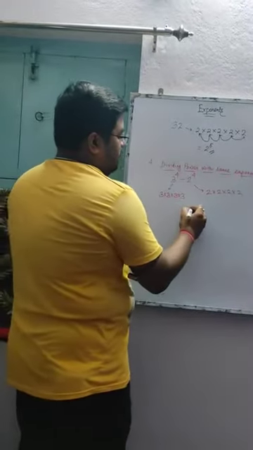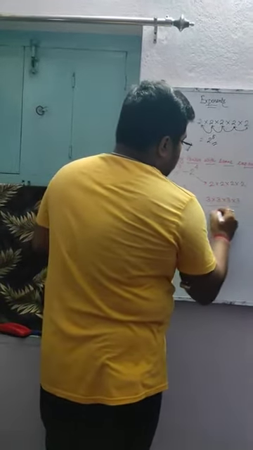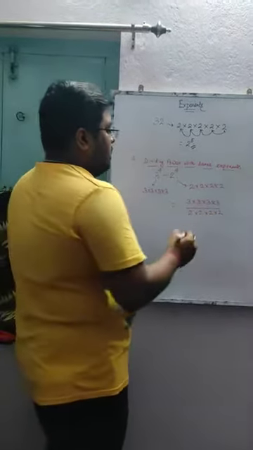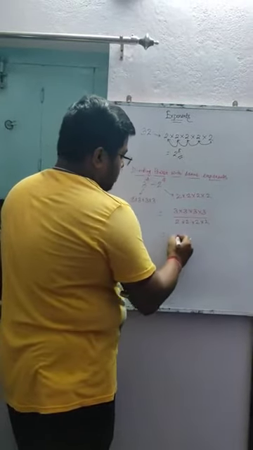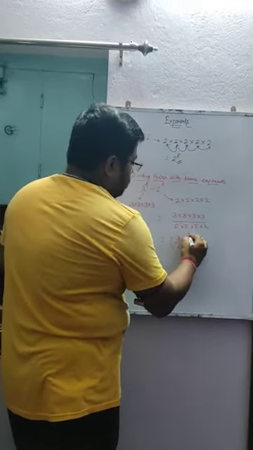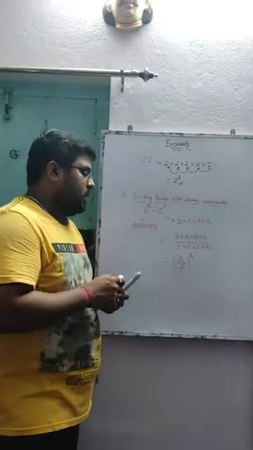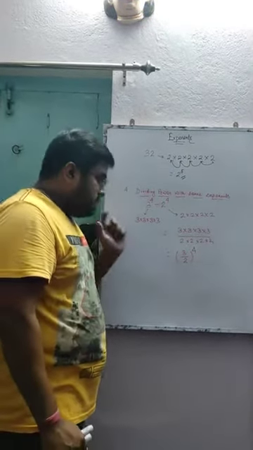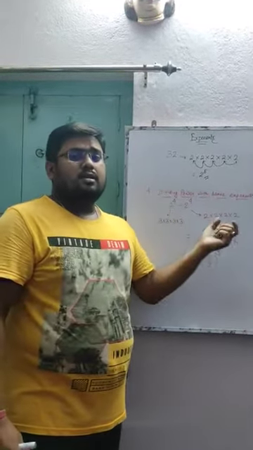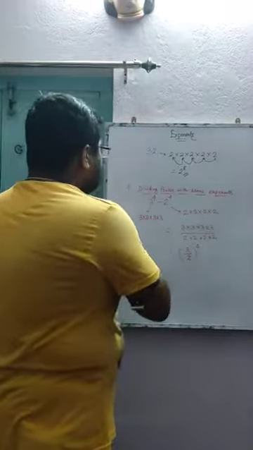So dividing these, we can write 3 into 3 into 3 into 3 by 2 into 2 into 2 into 2. Now look at this. Here 3 is multiplied 4 times. So we can write it as 3 by 2 whole raised to 4. So if we divide powers with the same exponents, then we can simply divide the bases and take the same power. Now, coming to the next rule.